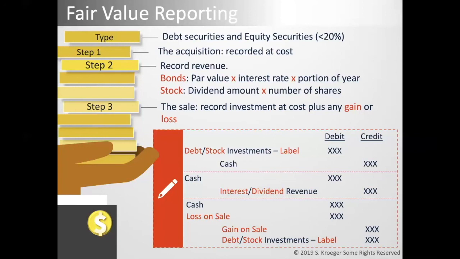The reason is we want to see how much we gained or lost on the sale. If you bought something and you wanted to know how much you would make on selling it, you find the difference between what you paid for it and what you sell it for. That is the same thing here. Cash is what we are selling it for, and the investment account is what we paid for it. The difference will be our gain or loss.